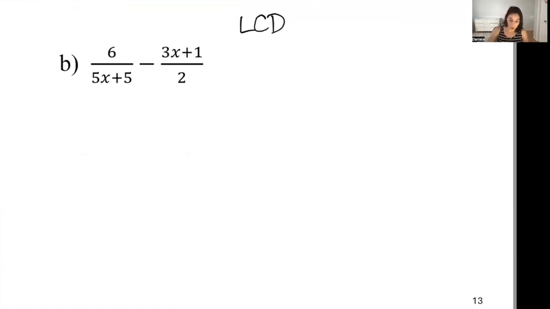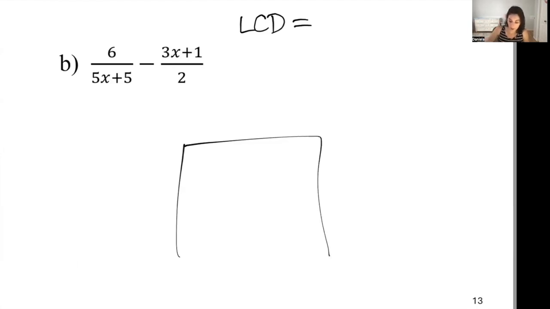So the fastest way, just simply put, to find the LCD is you want to multiply the denominators, right? Let me just back up for a second if you're confused. So just bear with me. Let me just completely switch gears.